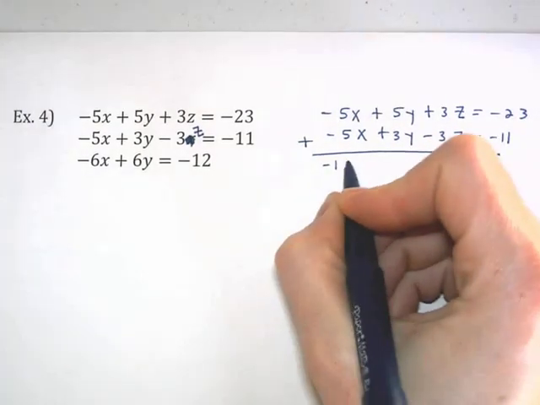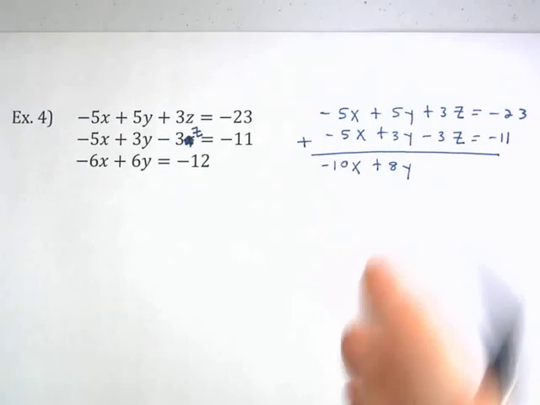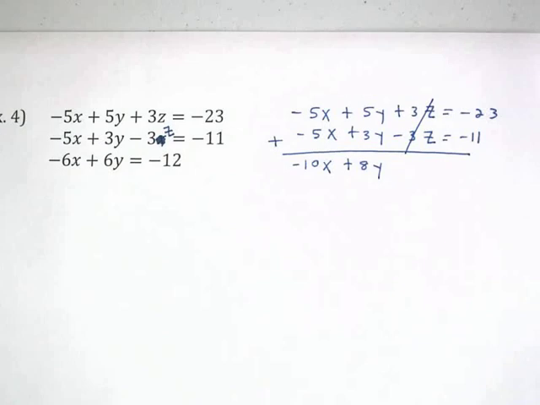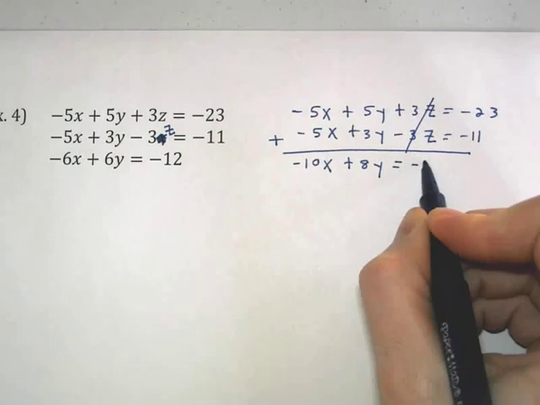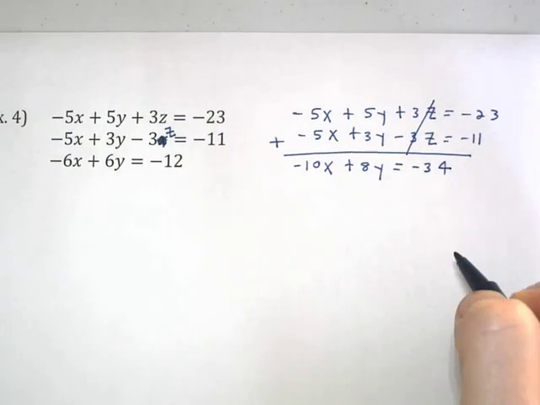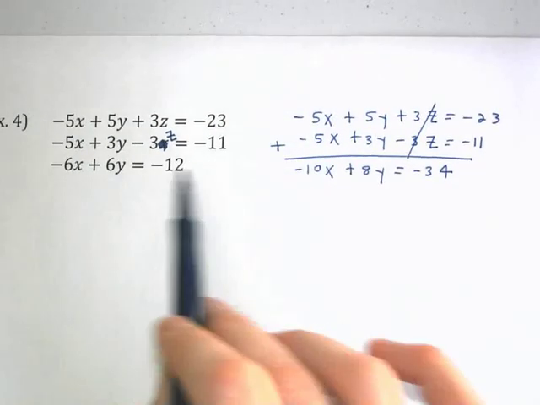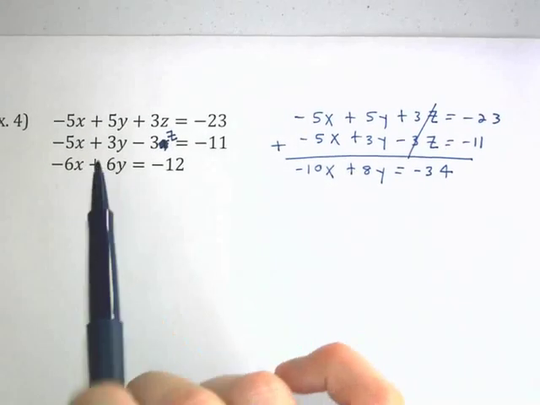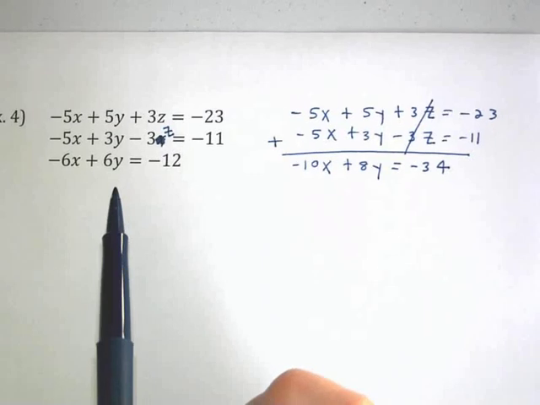Okay, so when I add those two equations together, I get negative 10x, positive 8y. My z's are eliminated. And then I get negative 34 right here. Okay, so these two equations are already down to just x and y.